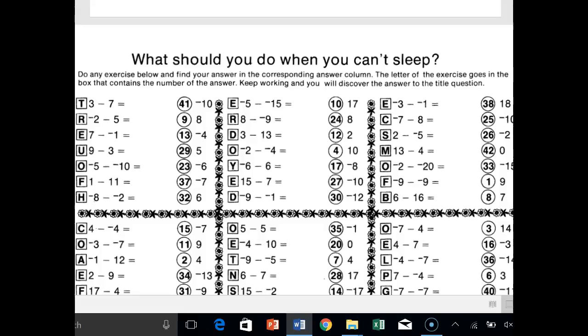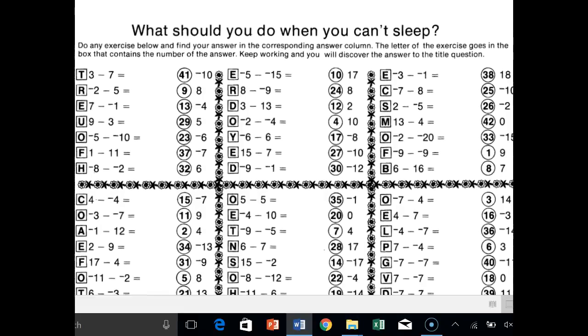All right, part two. I'm going to get you started with the partner work, just to show you how to do the riddle. So it says, what should you do when you can't sleep? But these are all subtraction problems. Remember, you need to KCC on all of them, right? So write KCC, and then we'll keep, change, change.